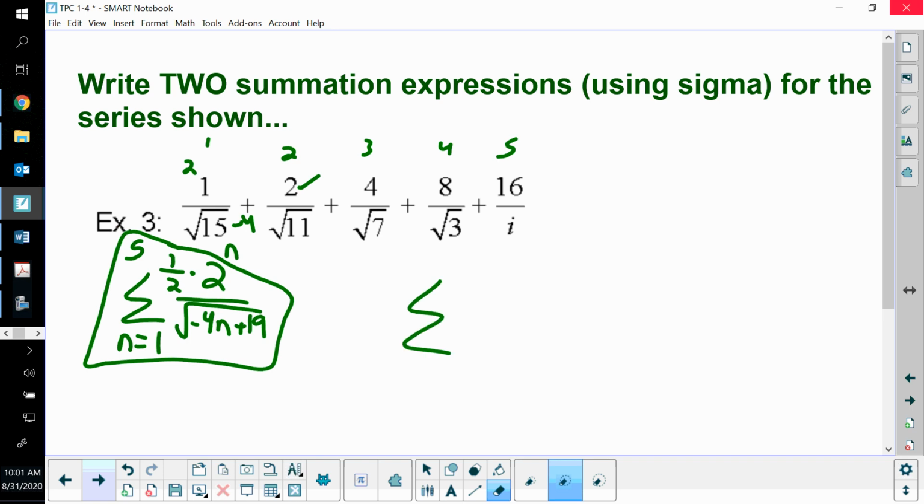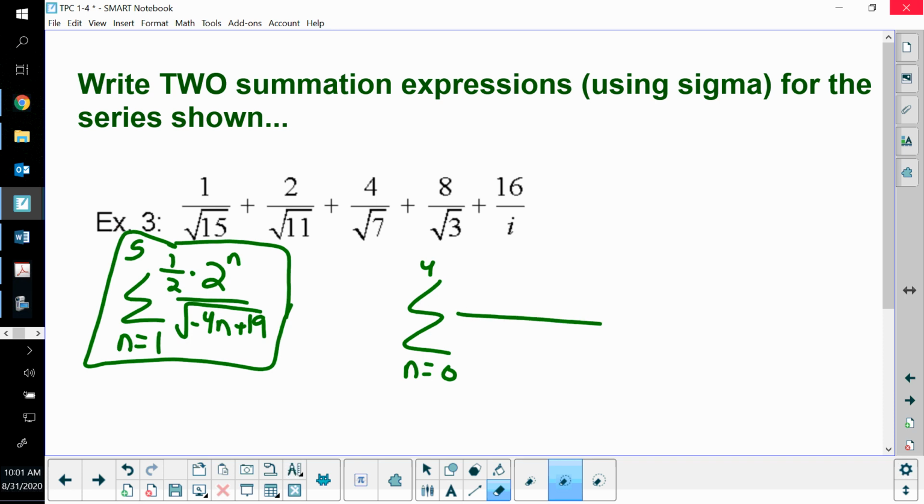Now for our other summation, maybe we'll go back to trying it with 0. So this would be 0, 1, 2, 3, and 4. Oops, I forgot to box in the n part of that. So on top, we're going to have 2 to the n still. It's just our adjustment that might change.